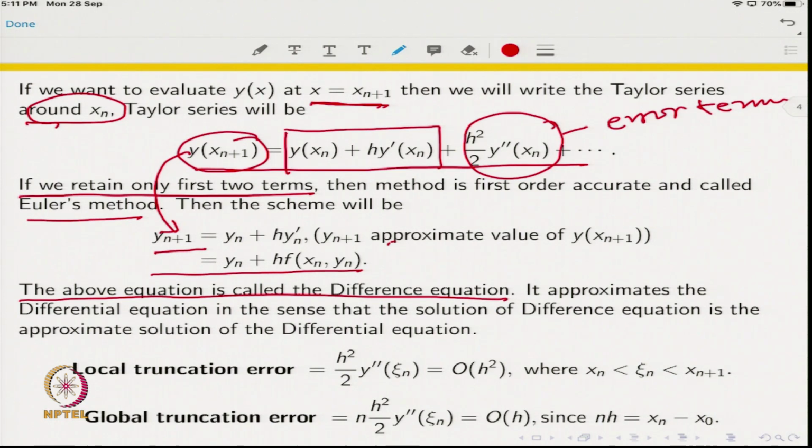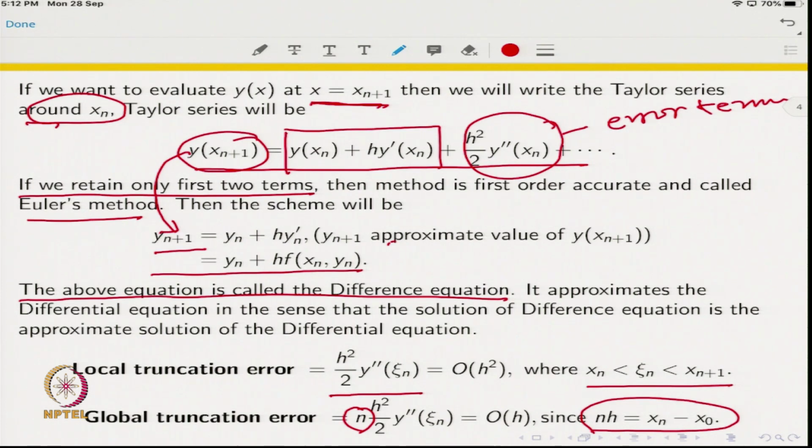Local truncation error will be this, where xi n lies between xn and xn plus 1, and global truncation error, because we have started from x naught and we wanted to compute till xn, we have accumulated this local truncation error n times. That is why we are multiplying it by the number n. So, nh is again a constant, which you can observe from here. That is why global truncation error is order of h.